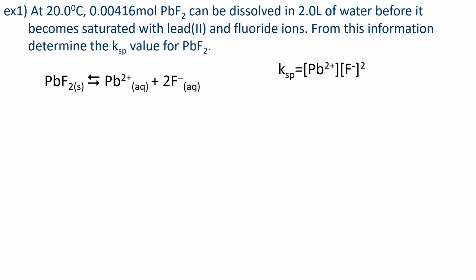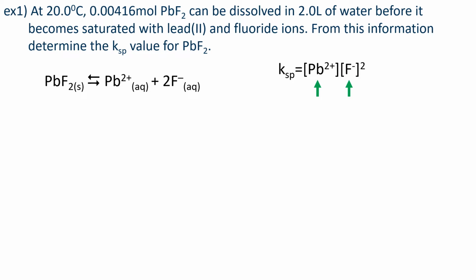Now, we're looking for KSP, so we can't take the number off the green sheet. We have to solve for KSP. And we know that KSP is equal to the lead-2 ion concentration multiplied by the fluoride ion concentration squared. We're going to have to find these numbers to find KSP.